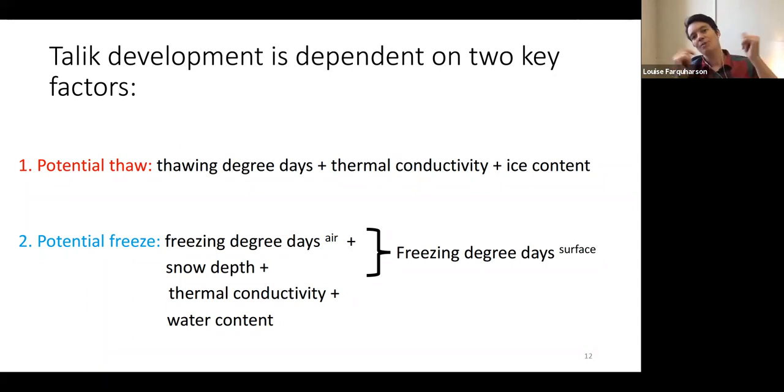So if we think about that in terms of summertime active layer deepening, we reach a maximum depth at the end of the summer, and then winter freeze begins to happen. And if that freeze doesn't reach the depth at which the thaw did, then we have an unfrozen layer that persists through the winter time. And so this is where we have talik formation. Next slide, please.